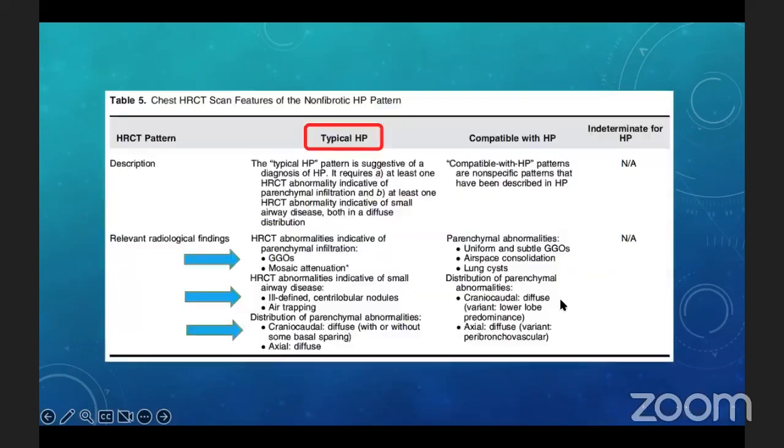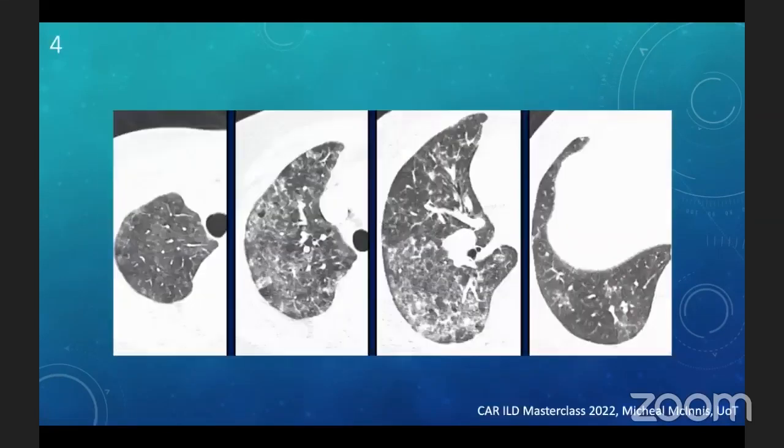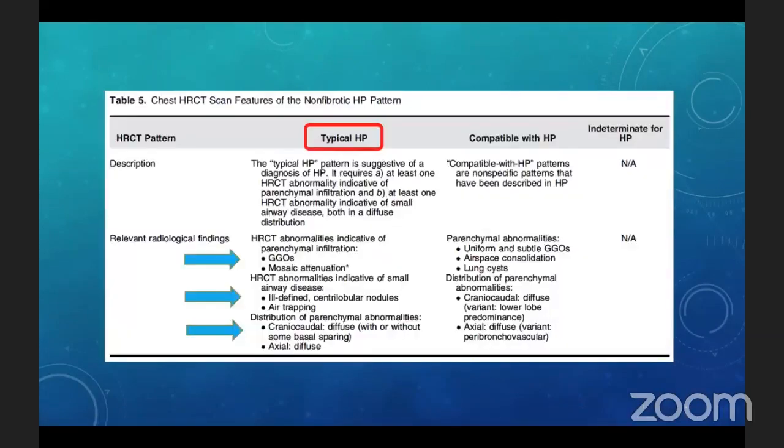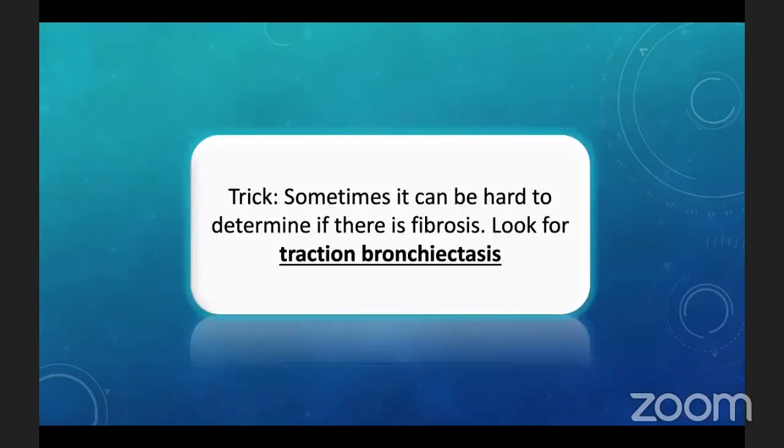So this is non-fibrotic because if we go back here, we don't really see areas of true traction bronchiectasis, and obviously there is no honeycombing. So this is an example of a non-fibrotic typical hypersensitivity pneumonitis. Sometimes it can be hard to determine if there is fibrosis or not. Don't look for the reticulations. Just keep looking for traction bronchiectasis or the frank sign of honeycombing.